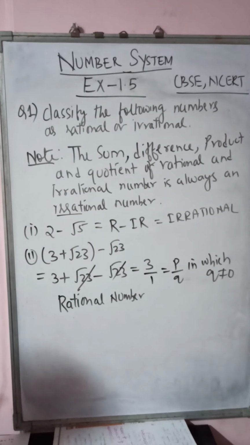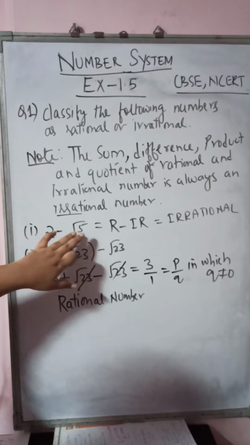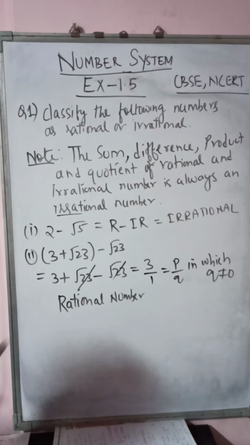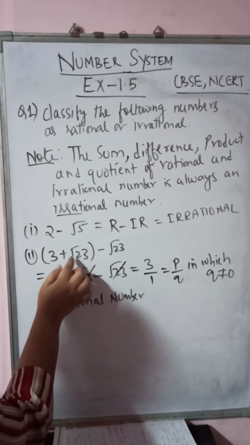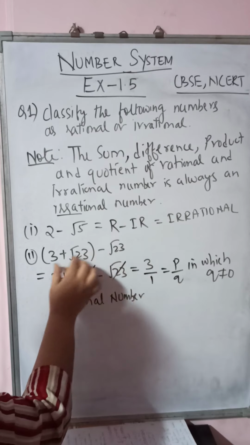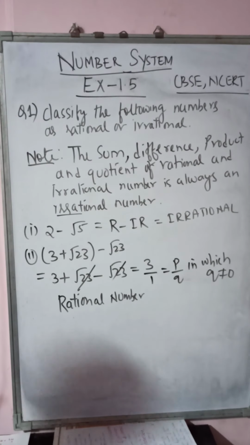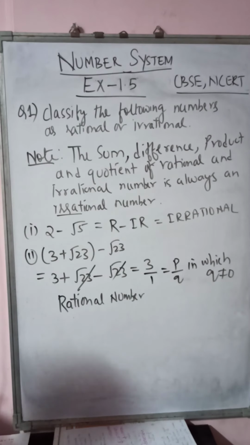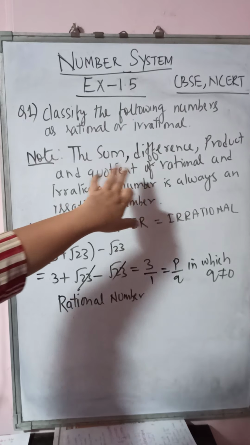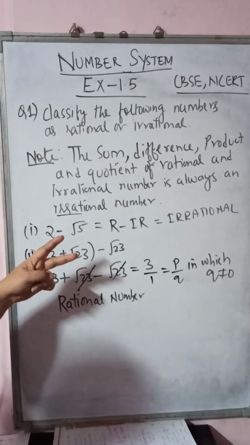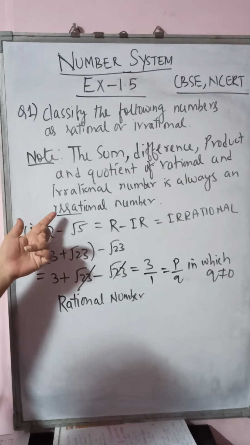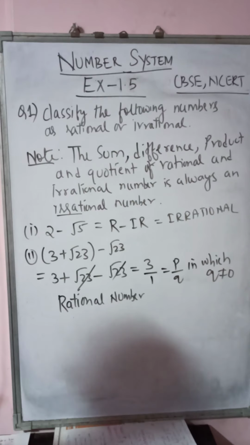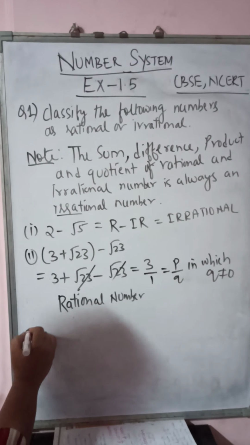This note is valid when one number is rational and the other is irrational. Whereas in question number 2, 3 plus root 23 is one term and this is the second term, and both are irrational. So when both the terms are irrational, the answer will change. The sum, difference, product and quotient of two irrational numbers may or may not be an irrational number. But when you take one rational and one irrational, the resultant number will always be an irrational number.